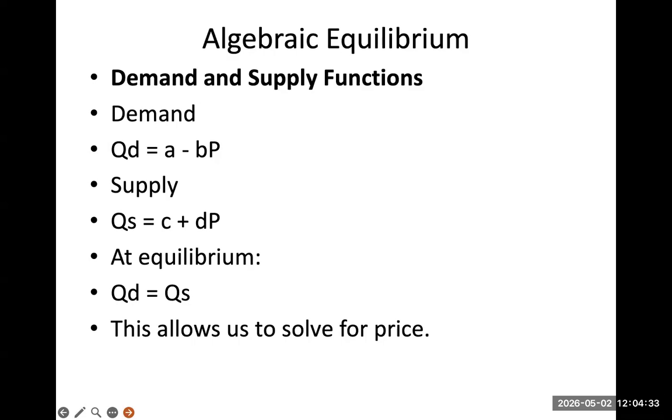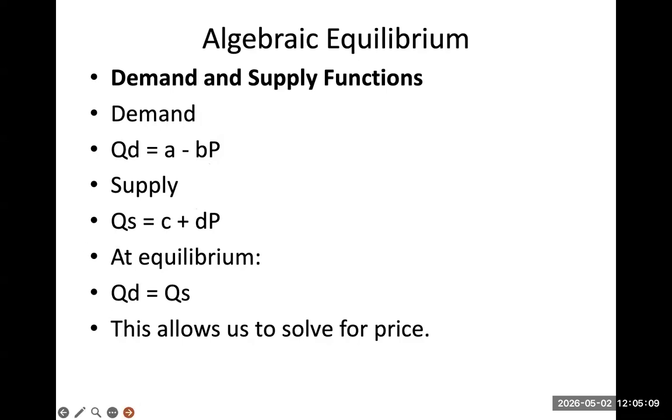Okay. So this is a demand function. The quantity demanded is equal to A minus BP. The quantity supplied, QS, is equal to C plus DP. At equilibrium, we know that quantity demanded is equal to quantity supplied. This allows us to solve for price. Therefore, you need to equate the quantity supplied to the quantity demanded. So with this function, it allows us to solve for the equilibrium price and the equilibrium quantity.